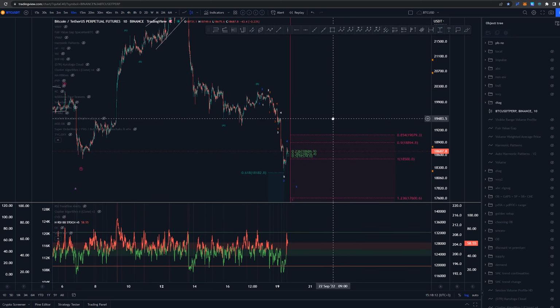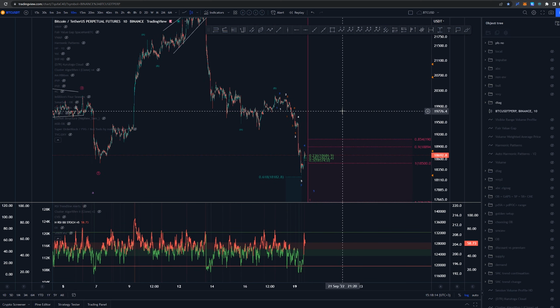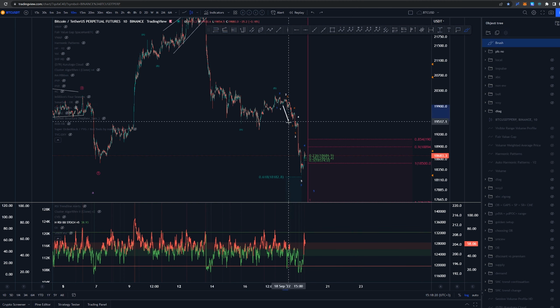I think Oya had the same exact count here, or very similar. I don't think he had this kind of structure. I think he had some kind of a diagonal here, but it does not really matter. We're both looking for one more low at least.